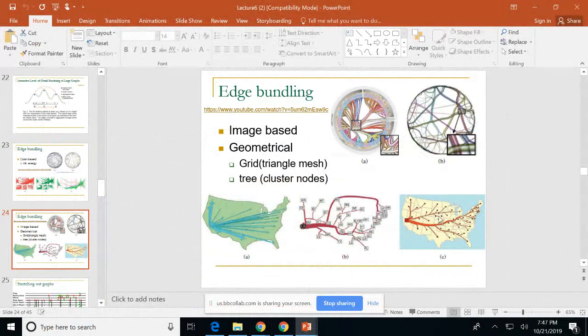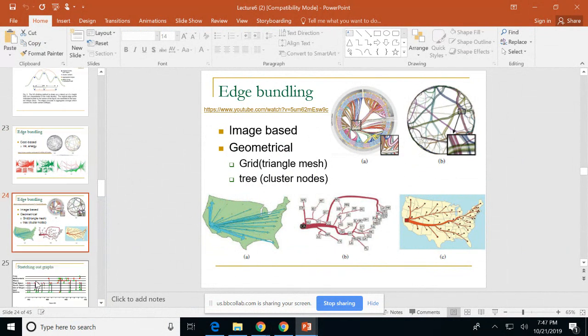So these are some of them. Like I said, this looks more like a tree base. You can see that it starts from Los Angeles and kind of spreads out.